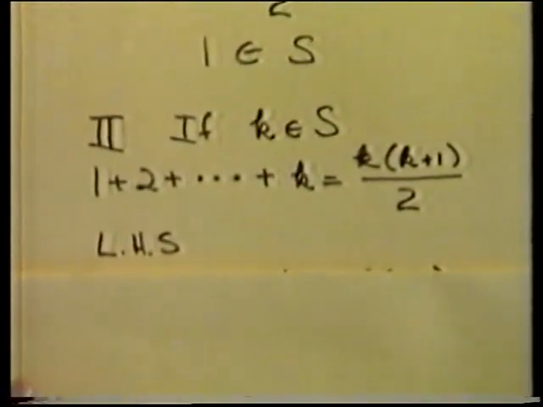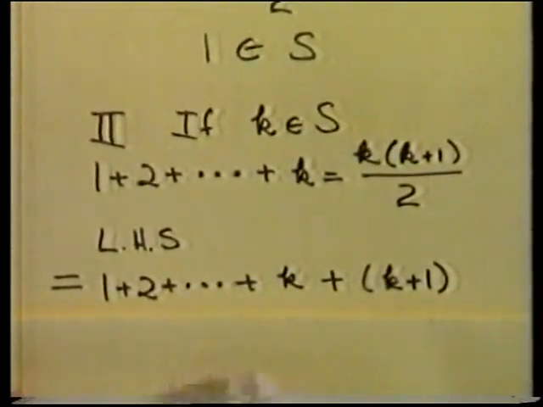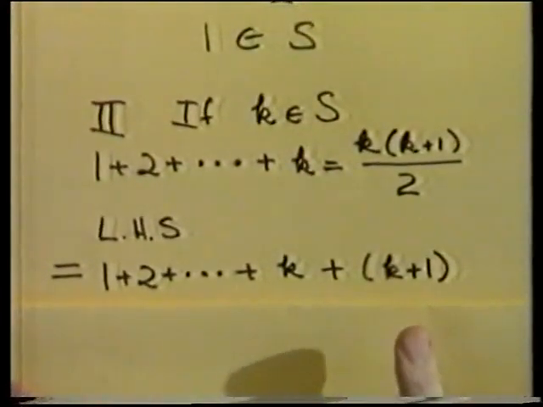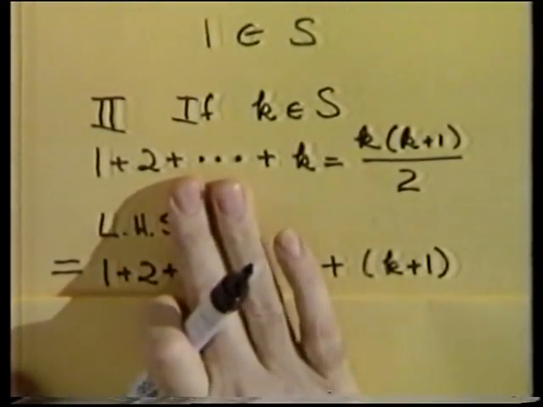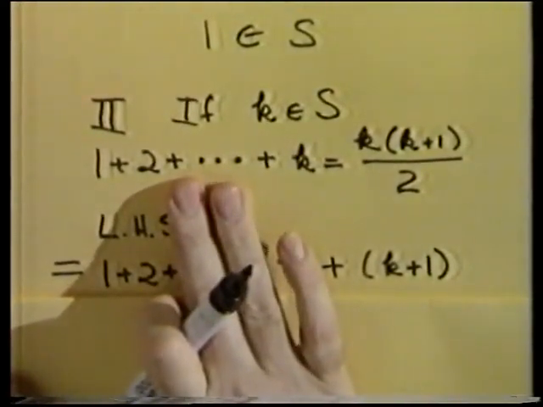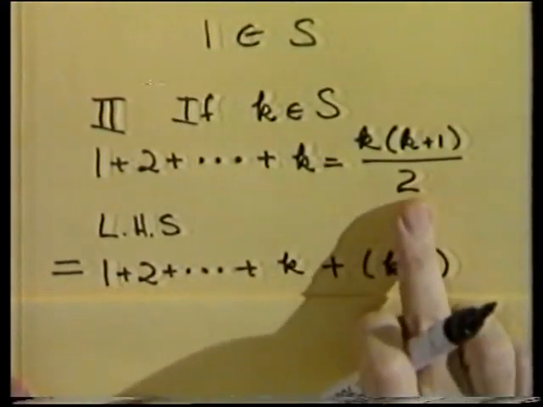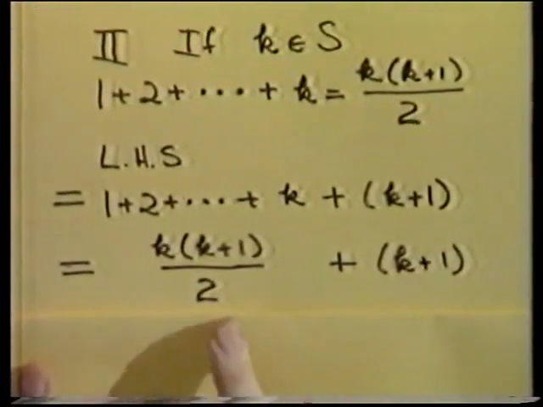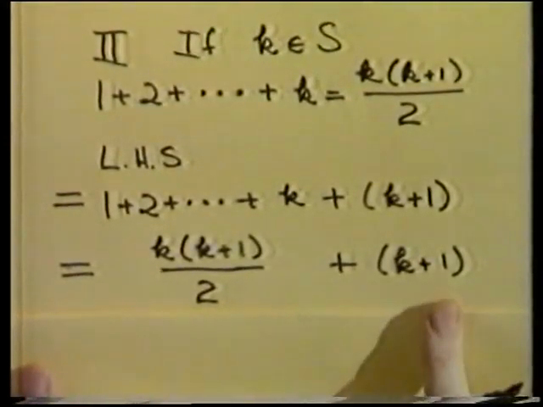Well, now let's take the left-hand side of the expression for n equals k plus 1. And we've already seen that it's equal to this sum. Now, in fact, it contains just one more term than this. So by the induction hypothesis, we can replace the first part of this sum by this. So the left-hand side is equal to k times (k plus 1) over 2 plus the extra term k plus 1.